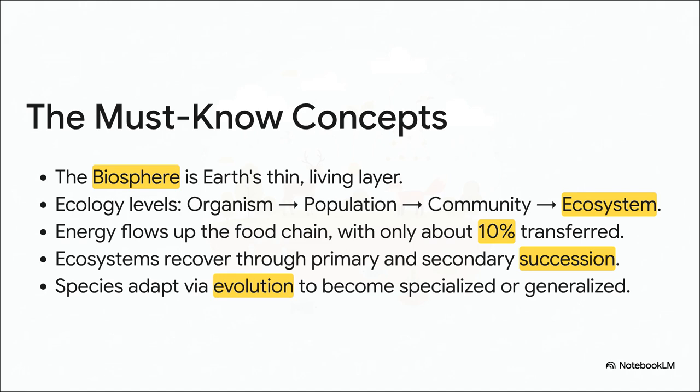First, the biosphere is that super thin, living layer on Earth, the skin of the apple. Second, ecology is organized into levels. You start with an organism, which forms a population, then a community, and finally an ecosystem. Third, remember the 10% rule. Energy flows up the food chain, but it's really inefficient. Fourth, ecosystems aren't static, they bounce back from disaster through succession. And last but not least, species adapt to long-term change through evolution, becoming either picky specialists or flexible generalists.